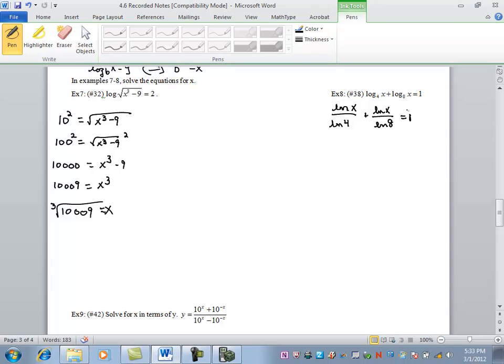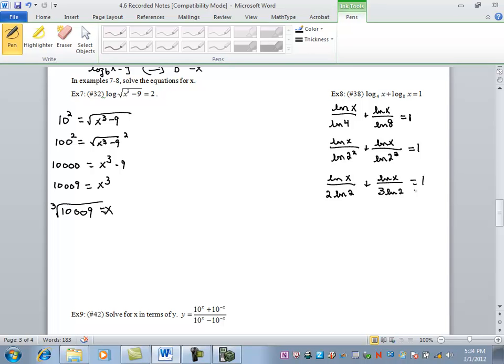And so now we notice that we can rewrite this as the natural log of x. Notice the natural log of 4 is the natural log of 2 squared, while the natural log of 8 is the natural log of 2 cubed. That equals 1. Our next move here, we're going to move the exponents out front. Natural log of x over 2 natural log 2 plus the natural log of x over 3 natural log 2. So this equals 1.